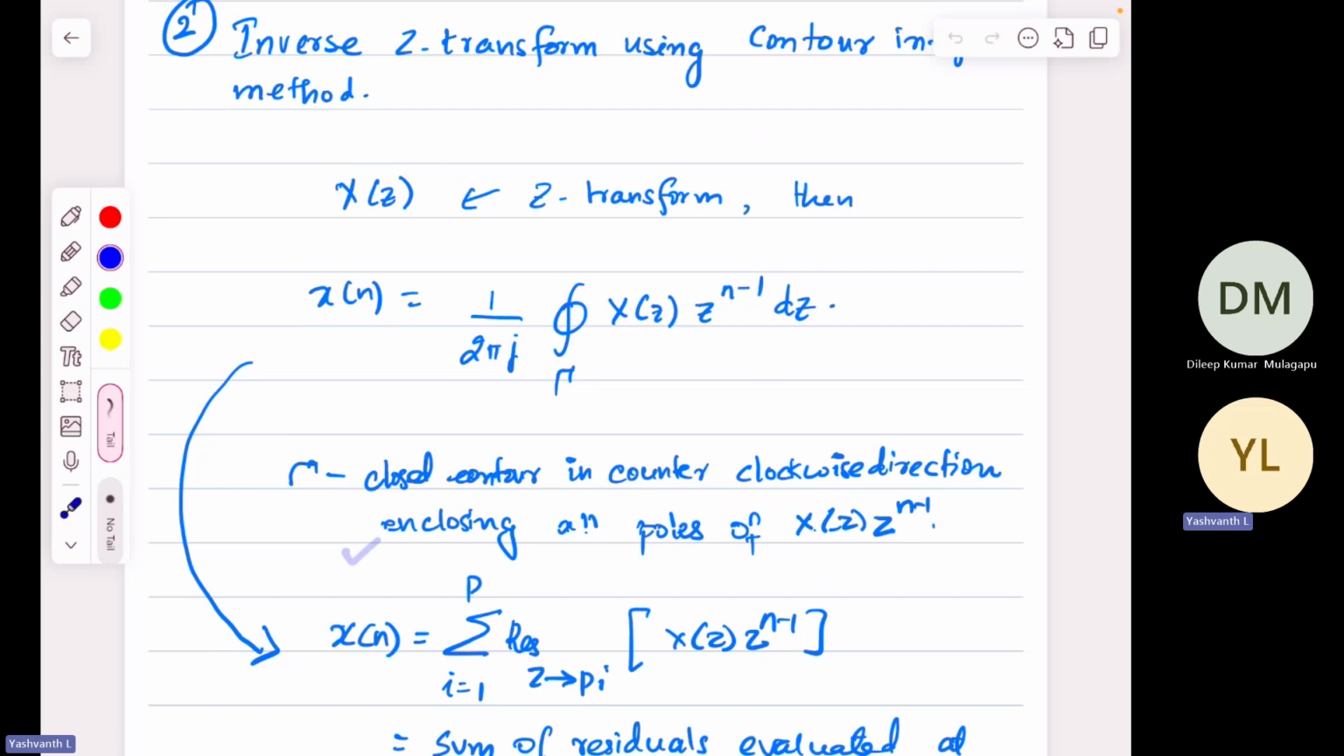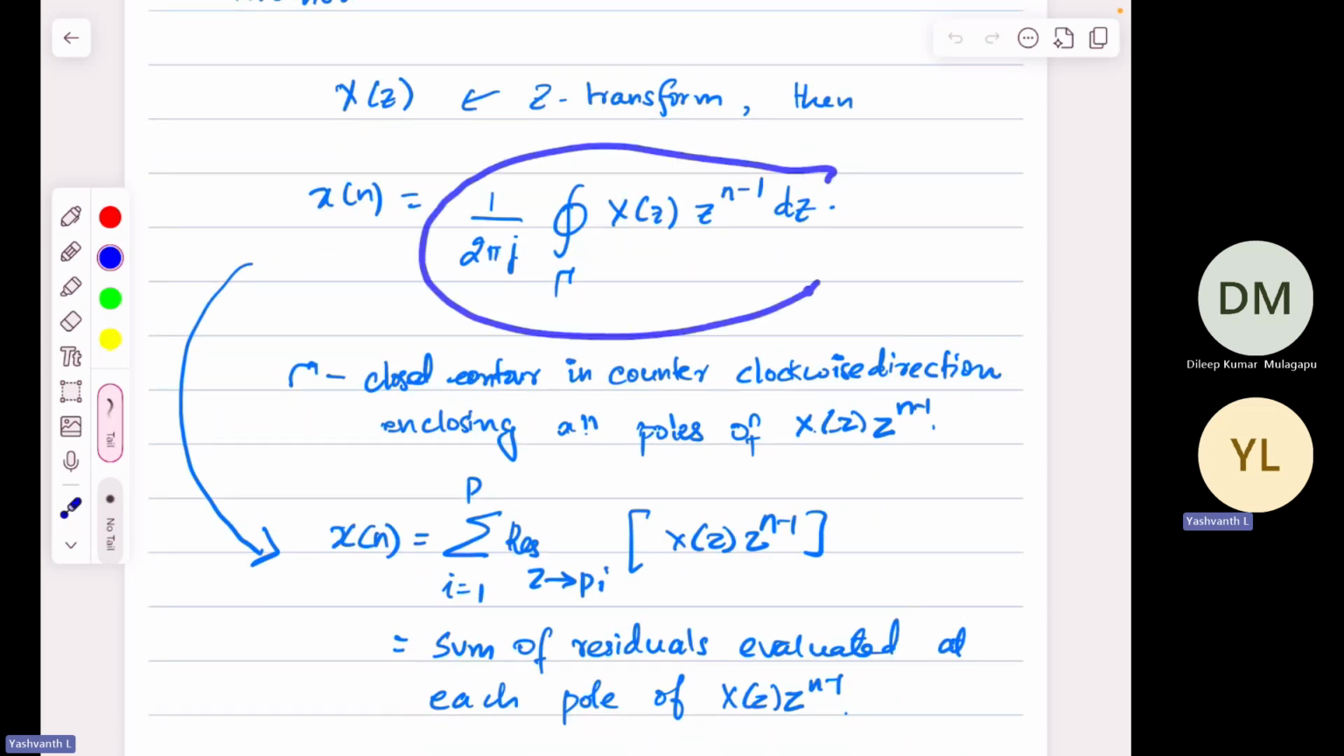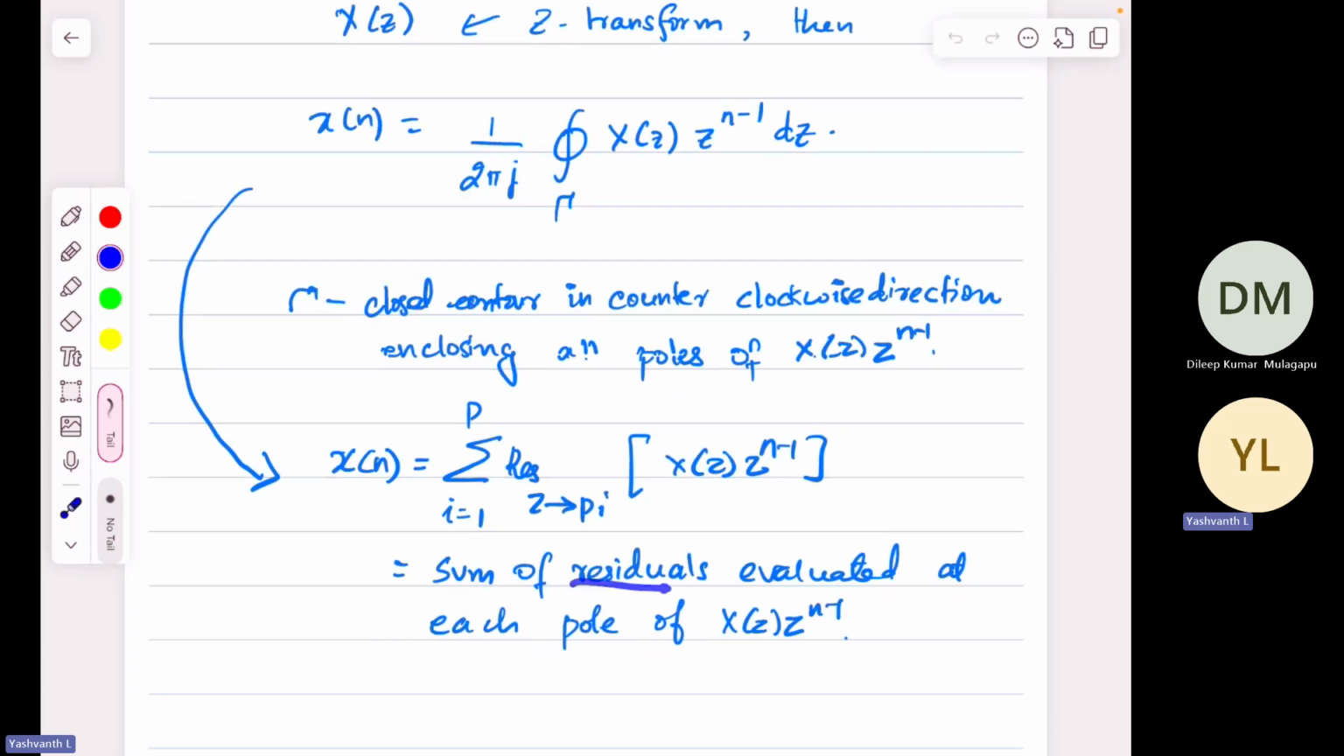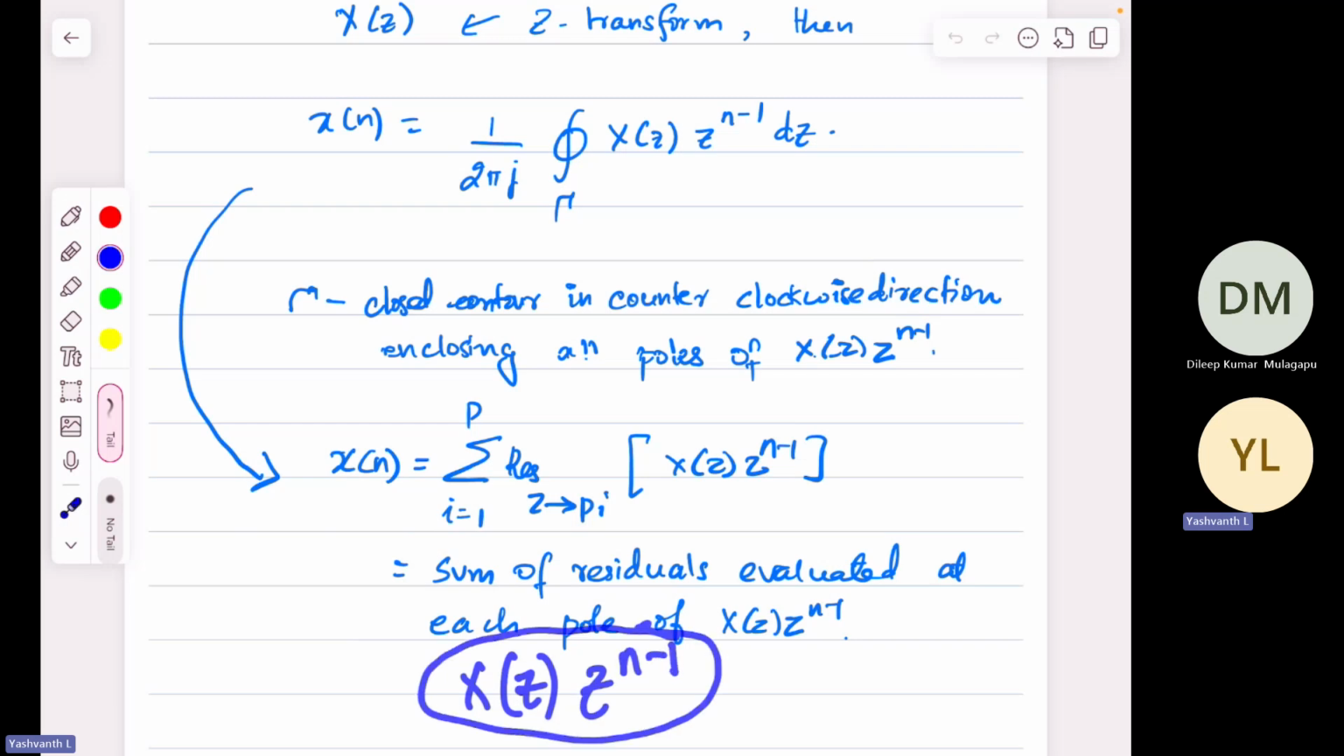And it turns out that the answer for such an integral can be obtained in an elegant form by what is called the residue method. That is, this integral can be evaluated as the sum over i equal to 1 to p of the residue obtained when z tends to the pole p_i of X of z times z power n minus 1. Okay, that is what it says. It is basically the sum of residues evaluated at each pole of the function. Basically, what it means is, you take the function X of z into z power n minus 1 and compute the poles of this function. What do you mean by pole?